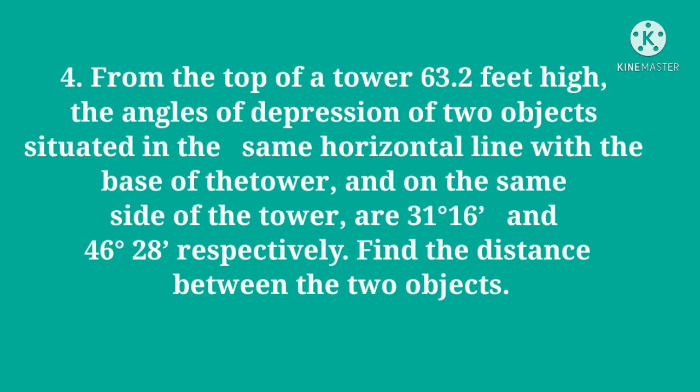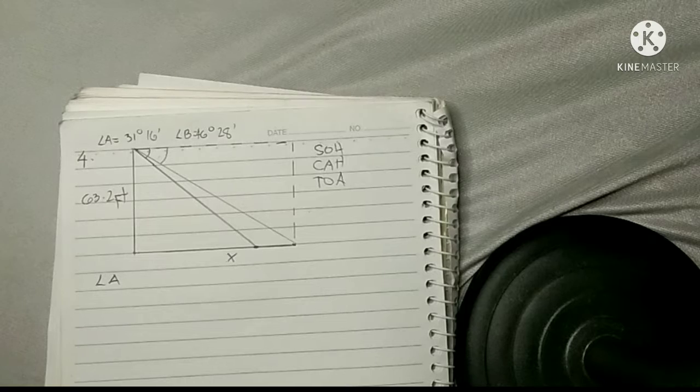So for our number 4, we have here: from the top of a tower 63.2 feet high, the angles of depression of two objects situated in the same horizontal line with the base of the tower and on the same side of the tower are 31 degrees 16 minutes and 46 degrees 28 minutes respectively. Find the distance between the two objects.